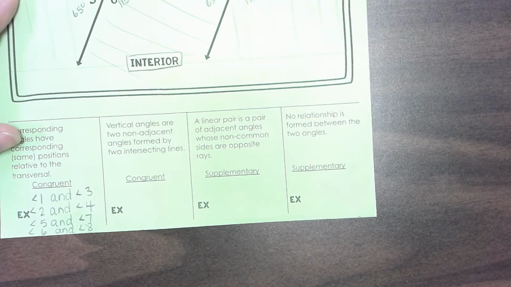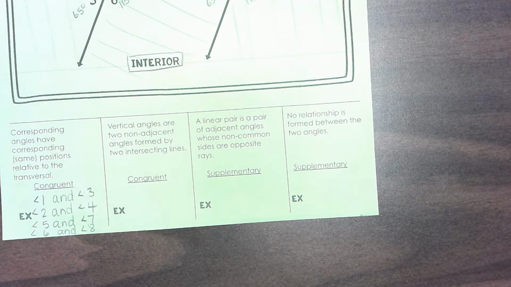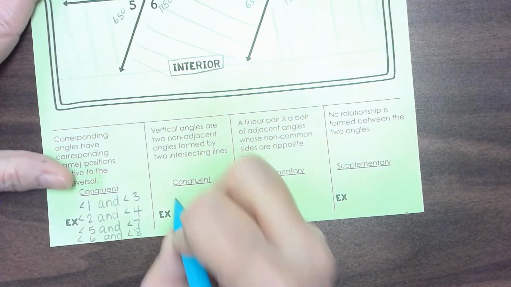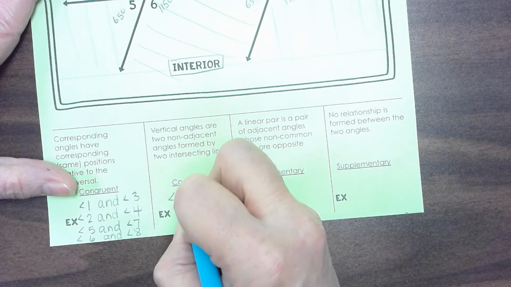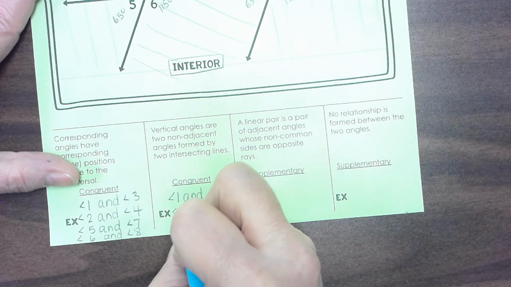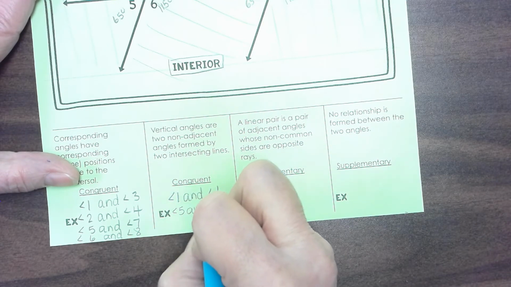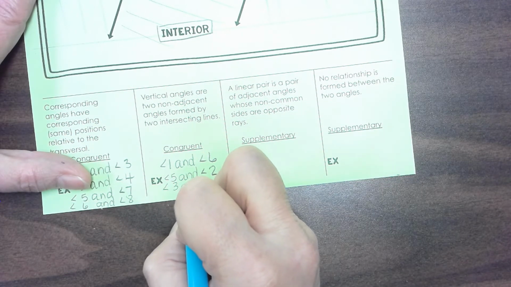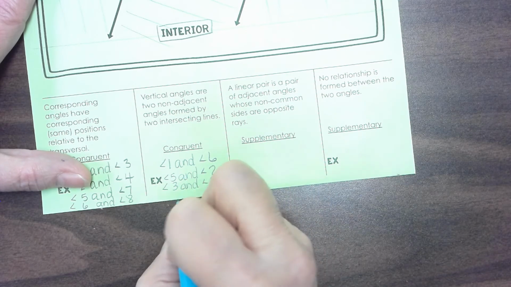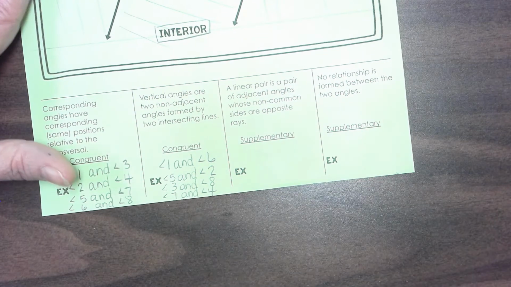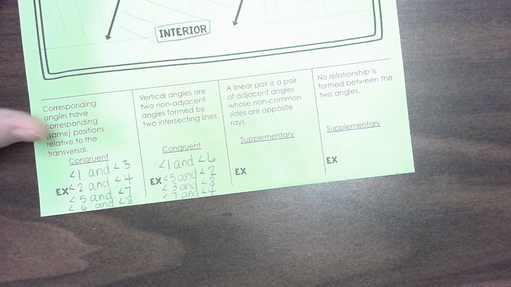Vertical angles are two non-adjacent angles formed by intersecting lines. We've spoken about these earlier, so check for those. Angle 1 and angle 6 are vertical angles, angle 5 and angle 2, angle 3 and angle 8, and angle 7 and angle 4. All those are vertical.